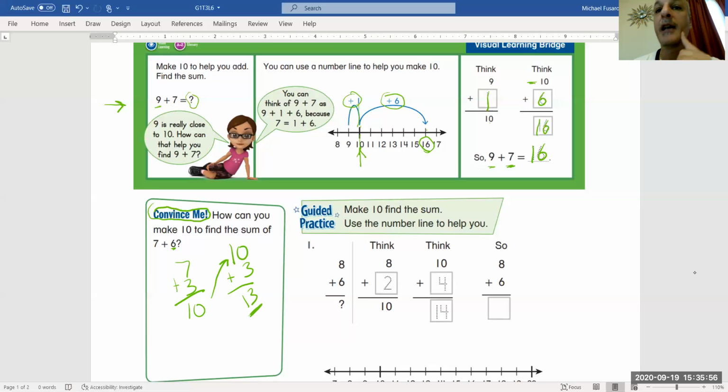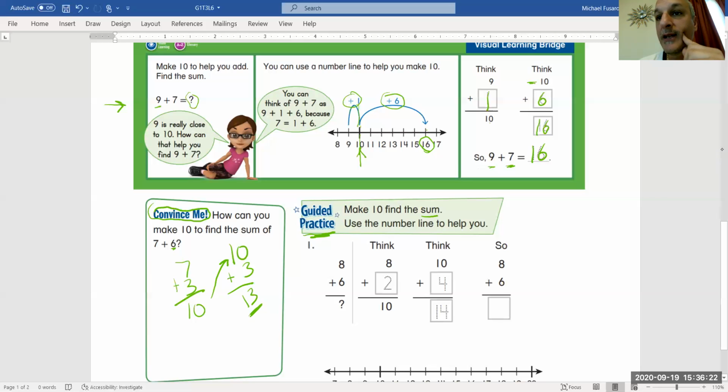So let's take a look at guided practice. The directions say, and this is guided practice here, boys and girls, make 10 to find the sum. Remember, boys and girls, the sum is the answer to an addition problem. So let's read that again. Make 10 to find the sum. Use the number line to help you.